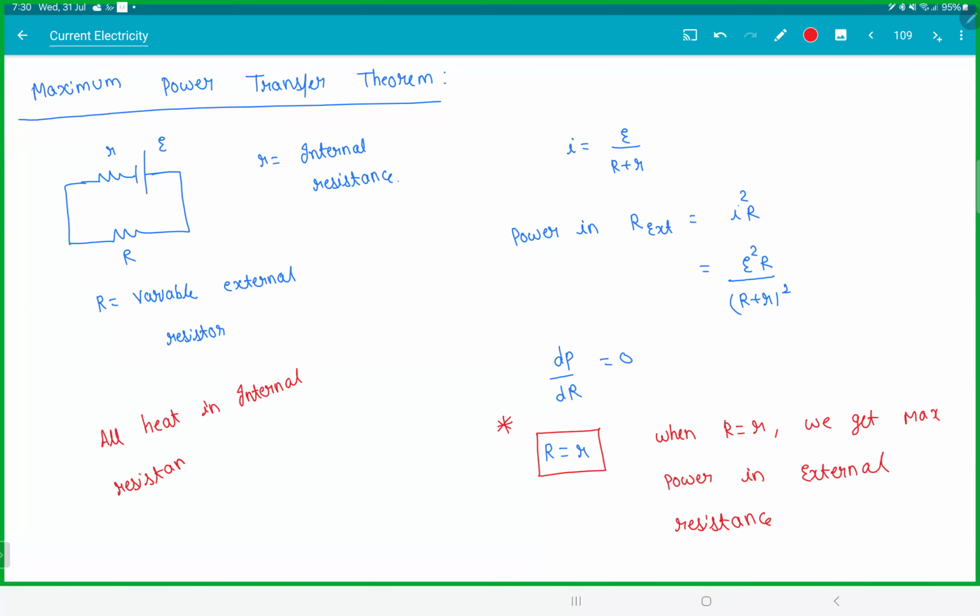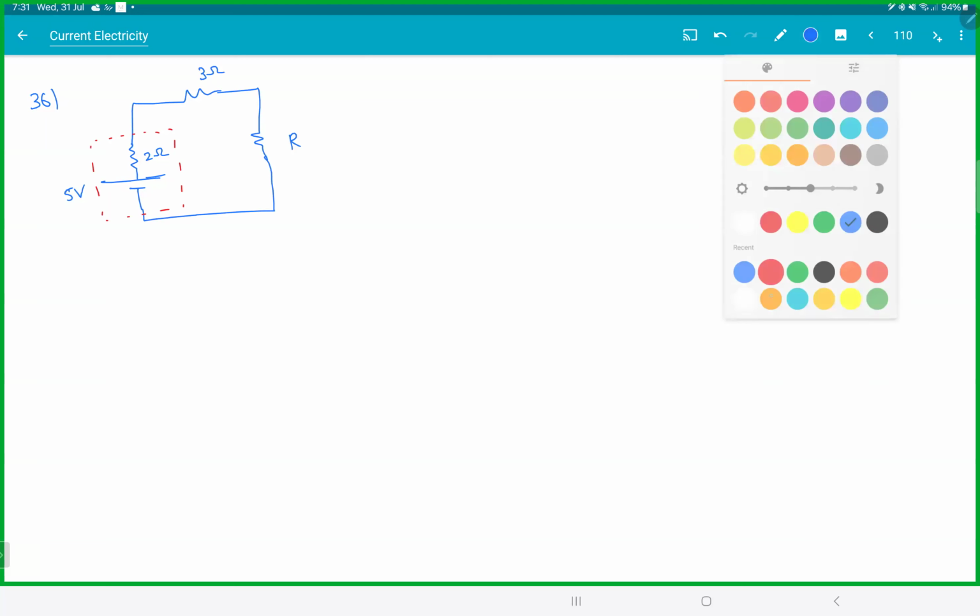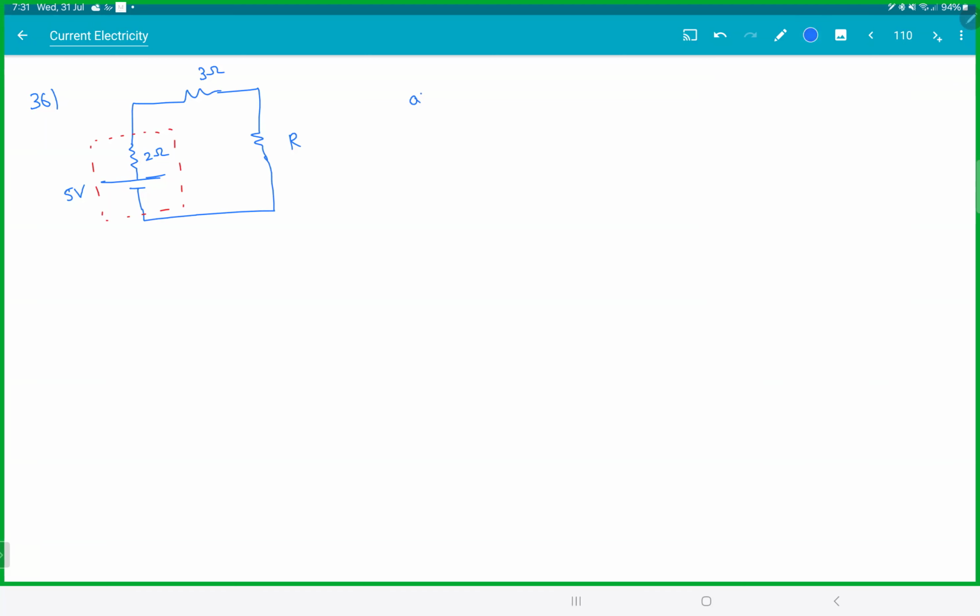Let's see a question on this. This is a good one. So we have a battery, we have internal resistance, we have one more resistance, we have capital R. So this is R, this is 3 ohms, this is 2 ohms, and this is 5 volts. So the 2 ohm is the internal resistance. This whole thing is a setup. So 3 ohms and capital R are both external.